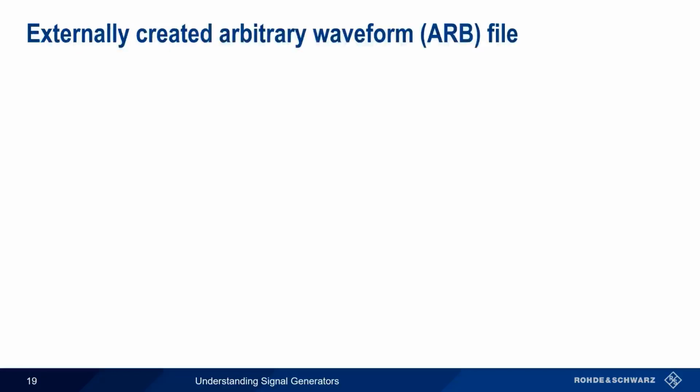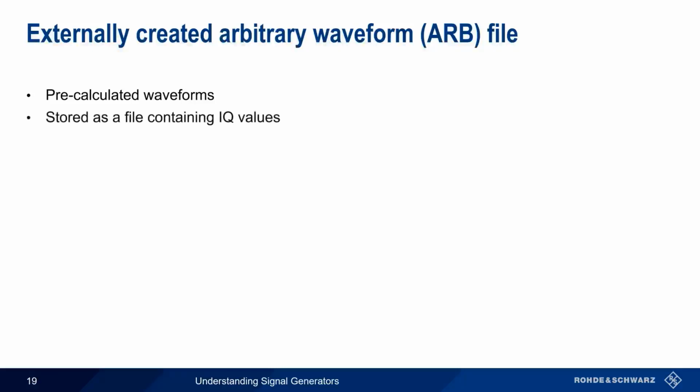The other way of using IQ data created external to the vector signal generator is in the form of an arbitrary waveform or ARB file. Here, the waveform is pre-calculated. The IQ values are not generated in real time. These pre-calculated values are stored in a file containing pairs of IQ values.